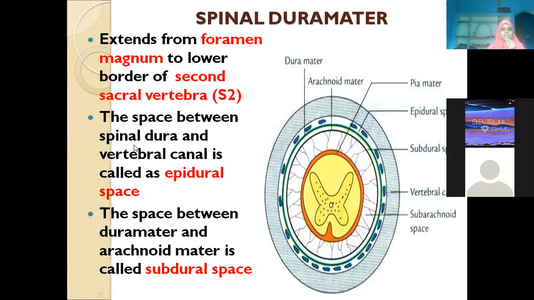The space between the spinal dura and vertebral canal is called the epidural space. So if this green line is indicating the dura mater here, the area above this green line is the epidural space. And this light sky blue area is nothing but the bony cage, that is the vertebral canal through which the spinal cord is passing. The space between the dura mater and arachnoid is the subdural space. Below the dura mater is subdural, above the dura mater is epidural. Very simple.